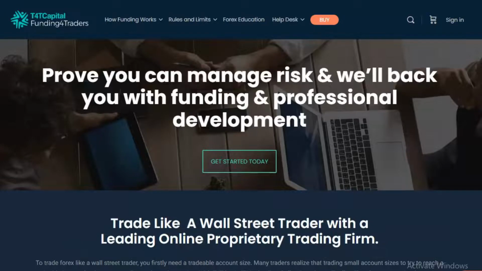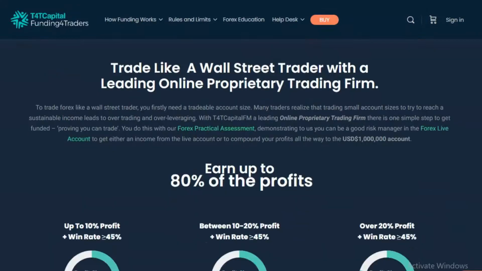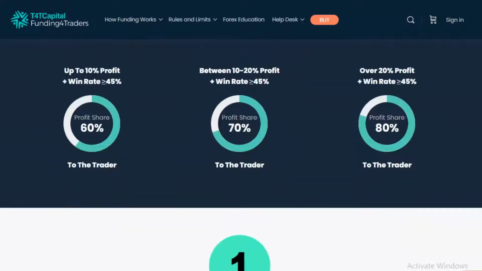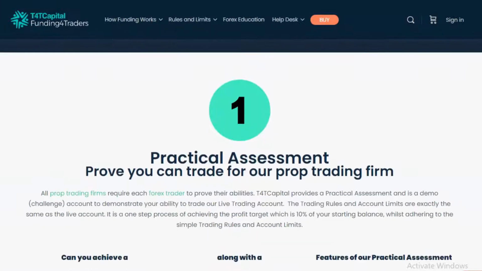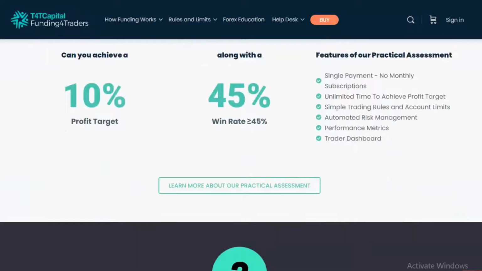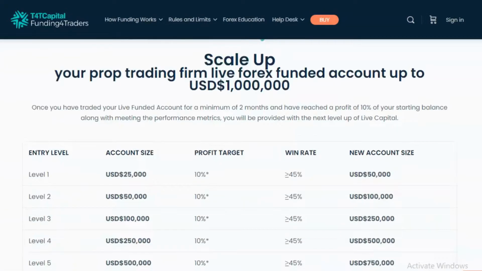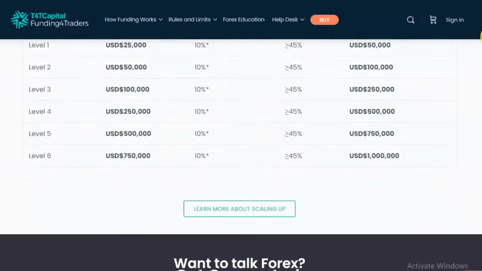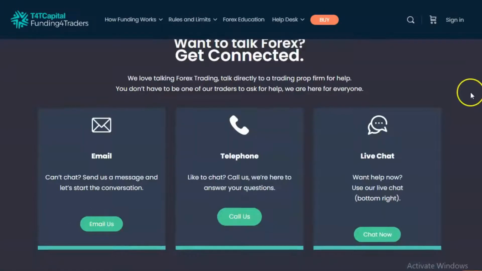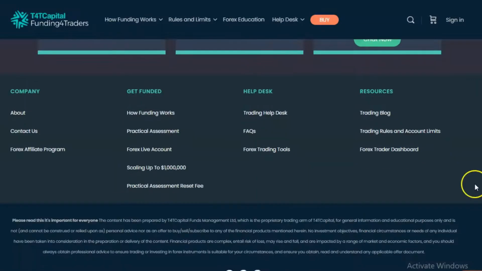Now, the thing to point out here is with T4T Capital, the requirements are not the same to receive account scaling. If you go to their website, you'll see there's a number of other things that you need to pass to be able to receive account scaling. So it's not straightforward. As we put there, there are many requirements to receive extra capital from them.